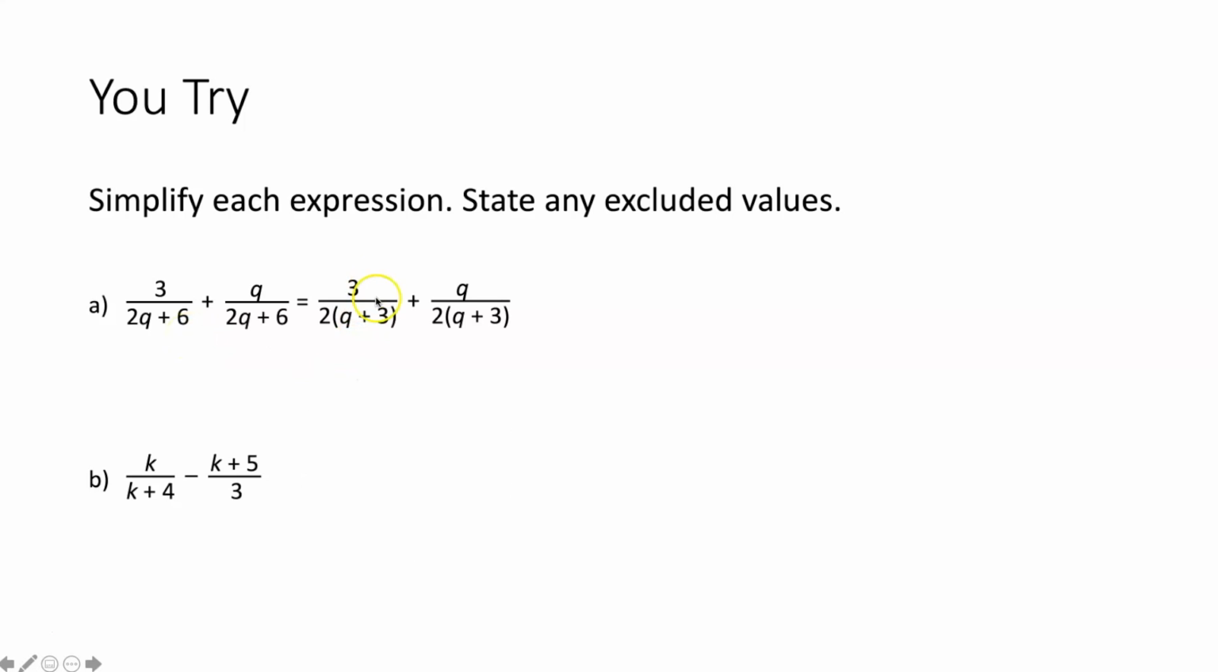So now our numerators and denominators are completely factored, so we can move on to step 2, which is to state any excluded values. So what we're going to do is set each denominator equal to 0 and solve for q. And we end up getting that q cannot equal negative 3. That would be the value of q that would cause each denominator to equal 0. Now we can move on to step 3, which is to make sure that each of these fractions has a common denominator. They have the exact same denominator, so we can move on to step 4, where we add our numerators together and put that all over our common denominator.